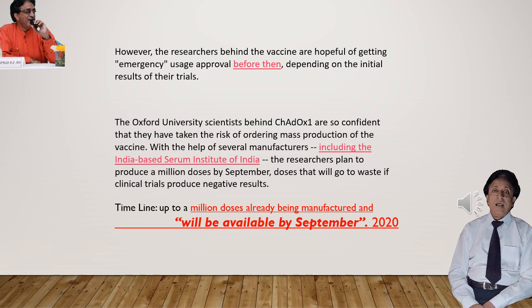And the overconfidence is so much that vaccine production has been started at mass scale across various development facilities in the world. But there is the risk that these vaccine doses might go to waste in case the vaccine trial does not produce the positive results.